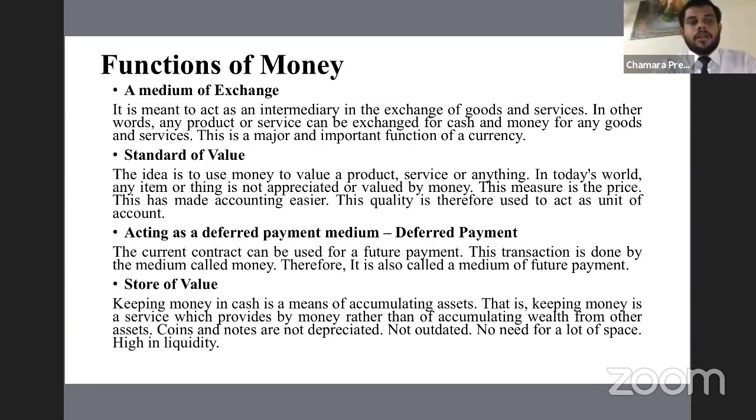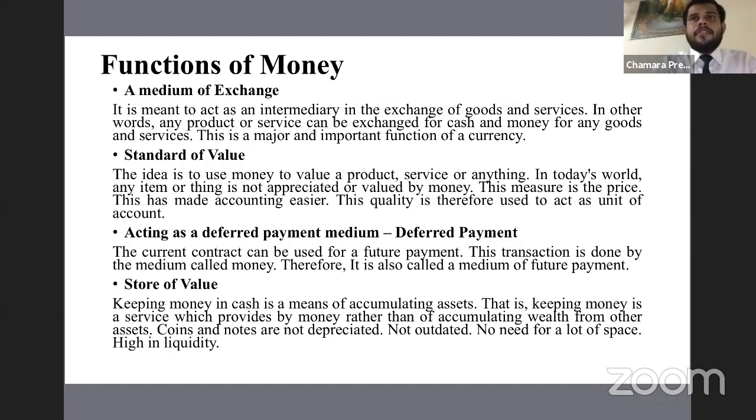As we said previously, we can use it as a medium of exchange, right? It is meant to act as an intermediary in the exchange of goods and services. So when we are exchanging goods, it's an intermediary. Now let's say I buy a vehicle, and for that value, we give money. So it's an intermediary in the exchange of goods and services. In other words, any product or service can be exchanged for cash and money. These are major important functions of a currency.